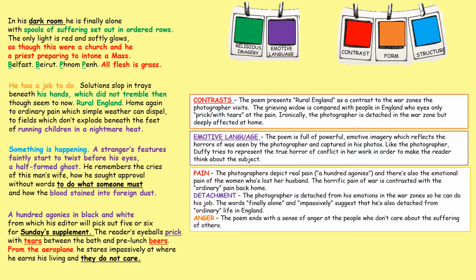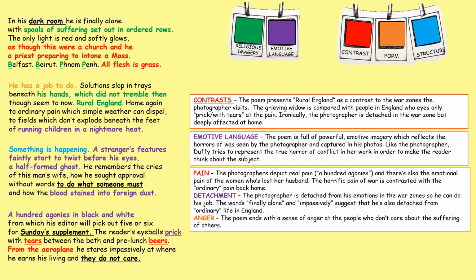Okay, then we talk about the idea of pain, detachment and anger. These are all different focuses in the poem. Okay, so pain is shown through the photographer's depiction of real pain in a hundred agonies, and there's also the emotional pain of the women who lose their husbands. Okay, the horrific pain of war is contrasted with the ordinary pain back home. So he kind of has to balance out what would be seen as a painful thing at home compared to the pain experienced in a war zone. Okay, obviously the war zone is worse, but people back home wouldn't necessarily accept that because they don't live through it themselves.